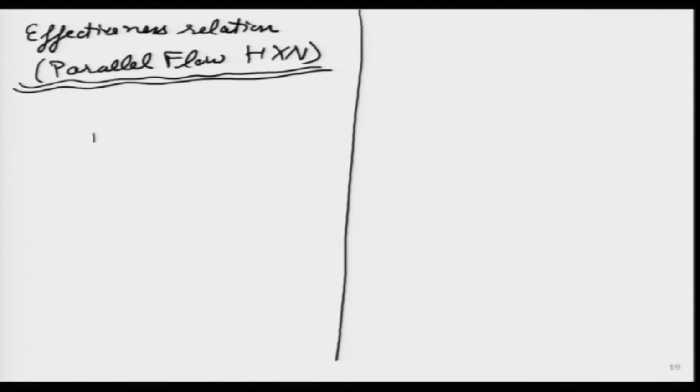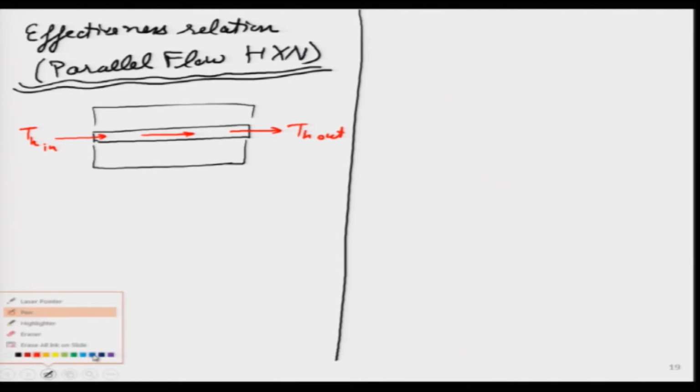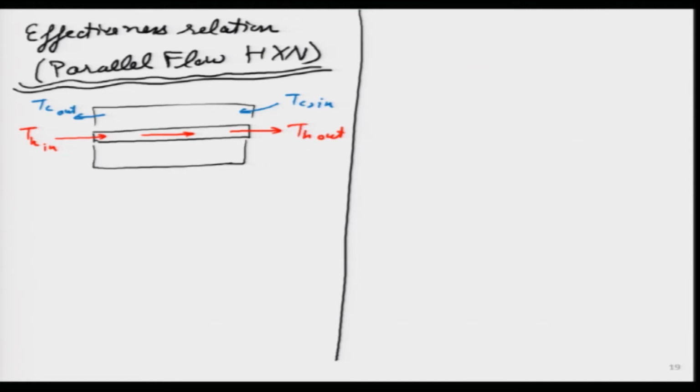So, let me quickly draw the schematic for the parallel flow heat exchanger. We have two pipes, one inside the other. Let us say the hot fluid is entering over here, flows, and comes out over here. So, hot temperature T_H in, this is T_H out. The cold fluid enters from this side, cold in, and this is T_C out. I can show with blue arrows that the flow is taking place in this direction, and the same thing I can draw as a temperature profile over here. This is a function of x.